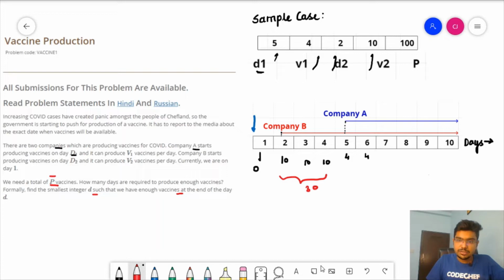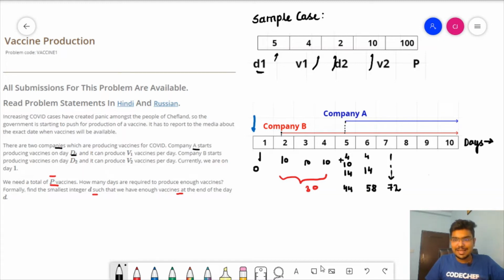But starting from day 5, what do we have? We have company A also in action. So company A and company B, both of these companies will produce vaccines now. Company A can produce 4 vaccines per day, and company B as usual produces 10 vaccines per day. So after day 5, how many vaccines do we get on each day? That is 14 vaccines, 4 from company A and 10 from company B. We add these up and get 14 vaccines. So from day 5 we'll get 14 vaccines each day. Until now we have 30 vaccines till day 4. On day 5, how many vaccines will we have in all? That is 44 vaccines. Adding 14 to it again on day 6, we'll have 58 vaccines. And after that we have 72 vaccines on day 7.